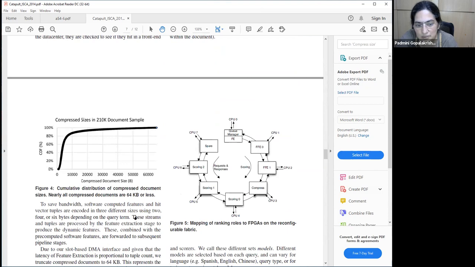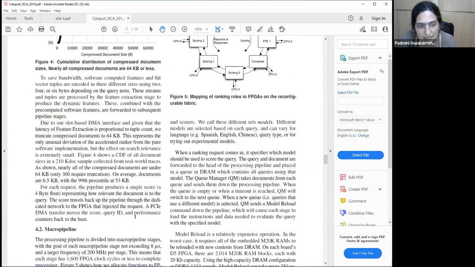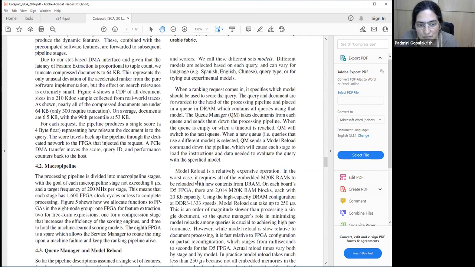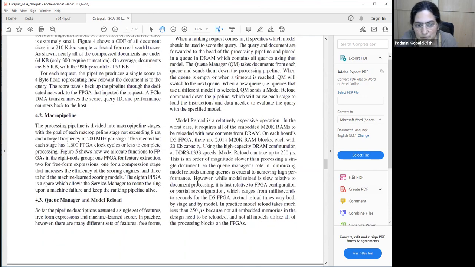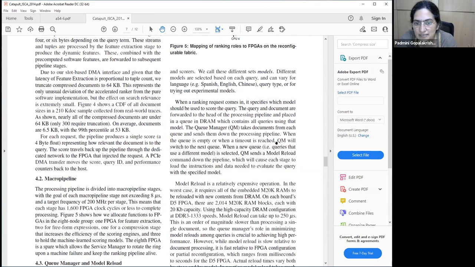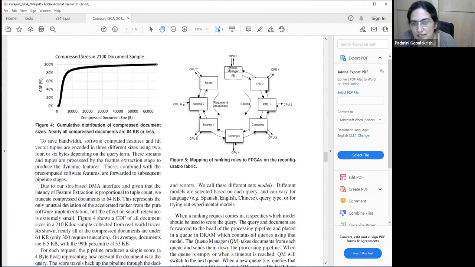And the way it is architected is they have 1 FPGA for feature extraction, 2 to compute these free-form expressions. So this first FPGA is a queue. It manages some of the jobs and allocation of, I'm guessing, the pipeline. Some buffering management and all must be happening here. And this one computes the feature, it extracts the features.